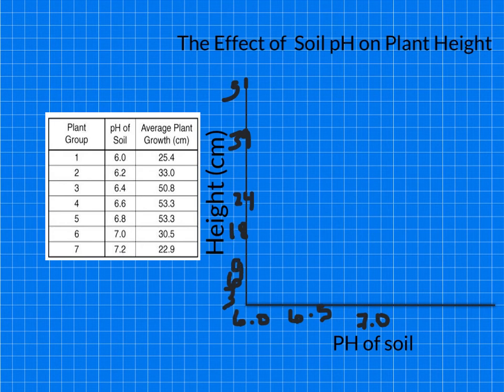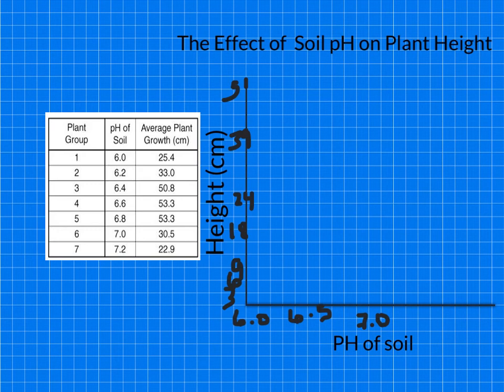So notice I went ahead and labeled the axes as well. You have pH of soil because that is my independent variable, so that went on the X. And then height is my dependent variable, and that went on the Y. And again, make sure you notice here I have the unit of measure, centimeters, so there's no doubt as to what the unit of measure is.